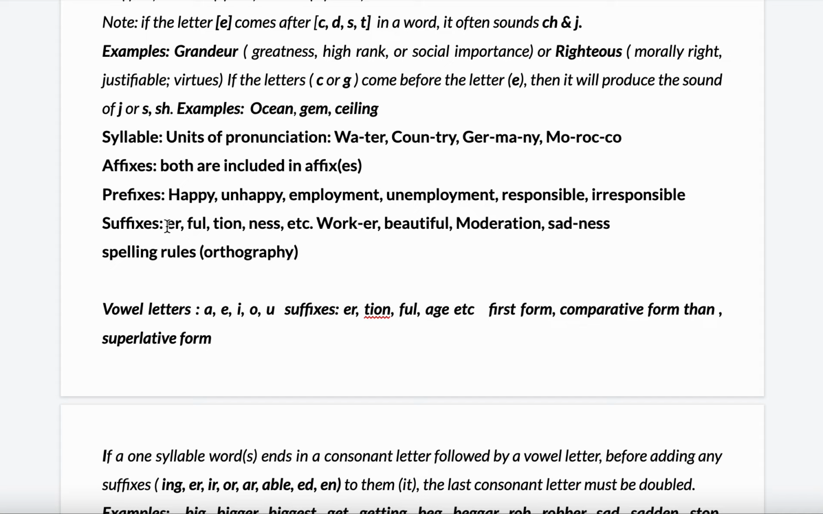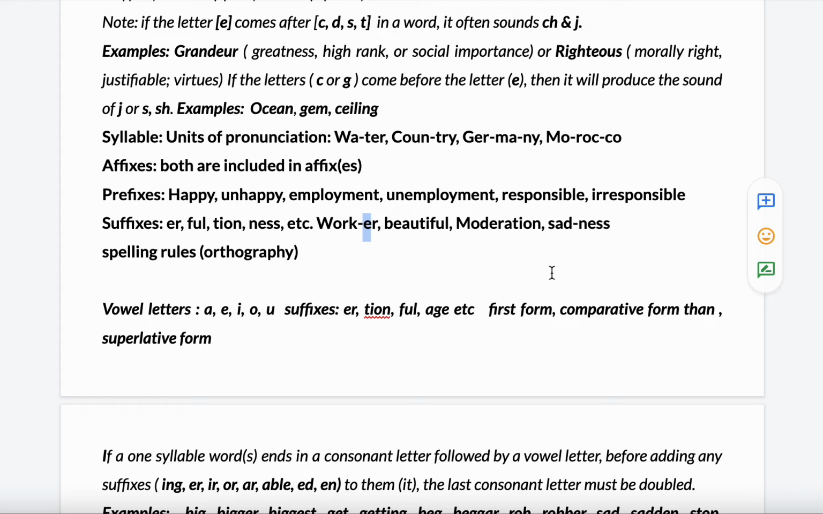And suffixes, anything we put at the end of the word. So let's say if you want to change a word from verb to noun, we have to put, let's say, ER. Ahmad works every day. He is a good worker. So if we put ER at the end, that becomes a noun. So beautiful, it's taken from beauty. But there's a rule and regulation that we will study later on. That's higher level because we can't cover everything here and you will be confused. Moderation, taken from moderate, and sadness.